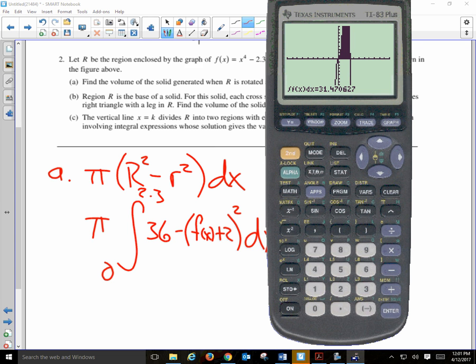That's the mistake I made. I got this problem wrong when I did it last hour. I wrote down 31.47. So 31.4706 as my answer. And that's wrong because you got to multiply by pi. And I forgot to do that. So you could just leave it as pi, or you can multiply it out.